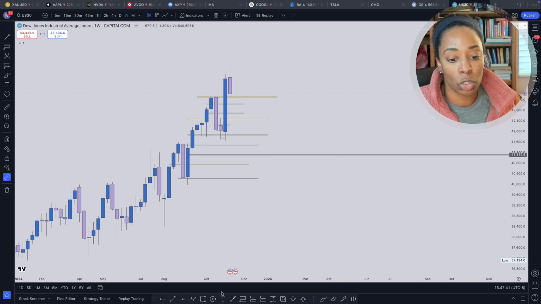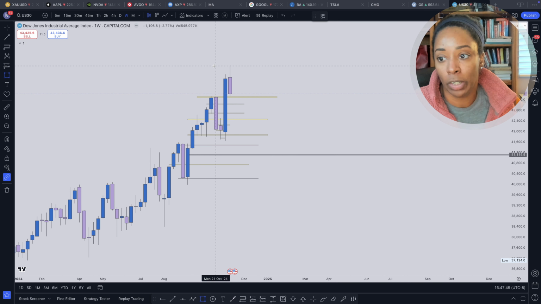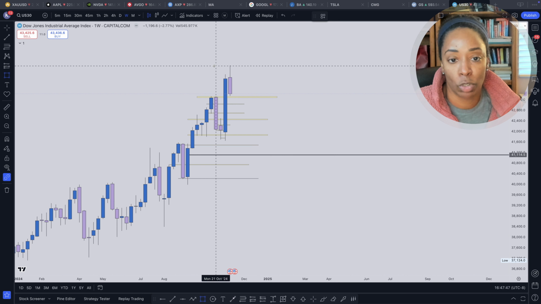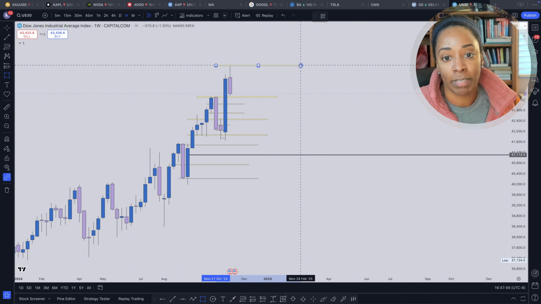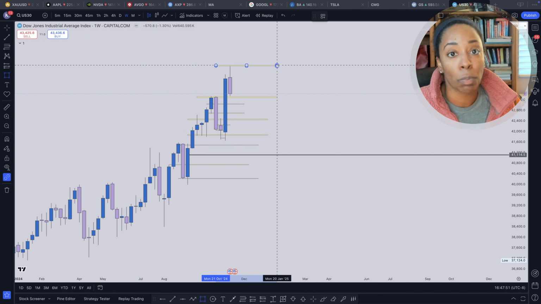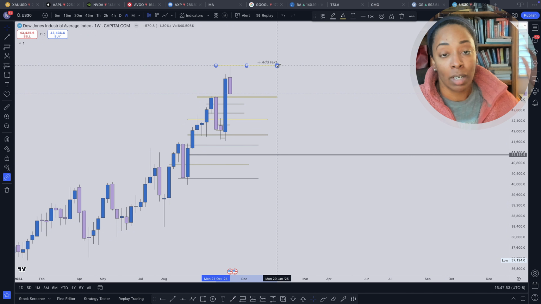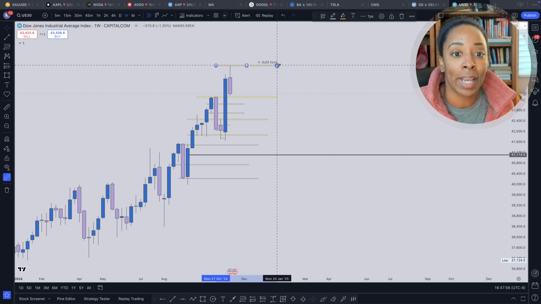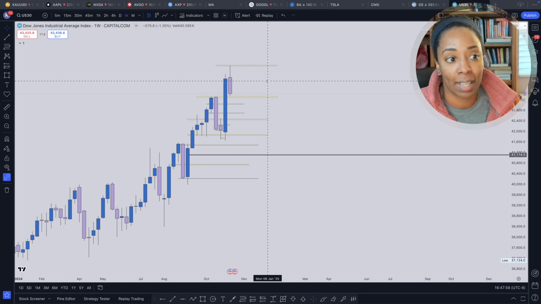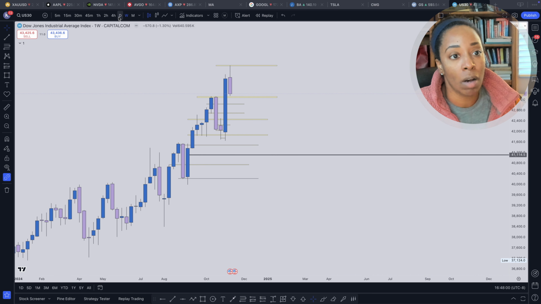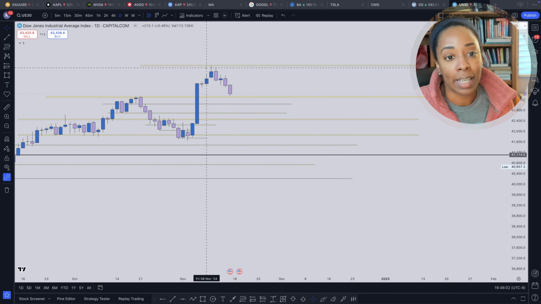The first thing I want to do here is mark off this height right here at 44,477, mainly because that's the highest point this market has gotten to at this particular point, and price could potentially come back there. So I definitely want to mark that off. Then going down to the daily, now that we have that marked off, I like what I see.